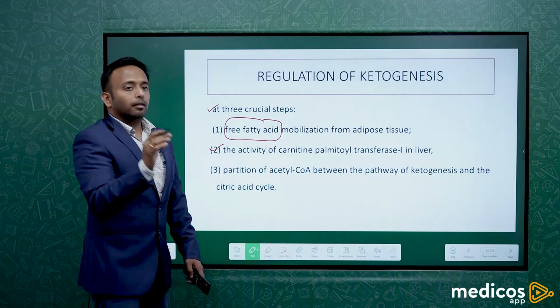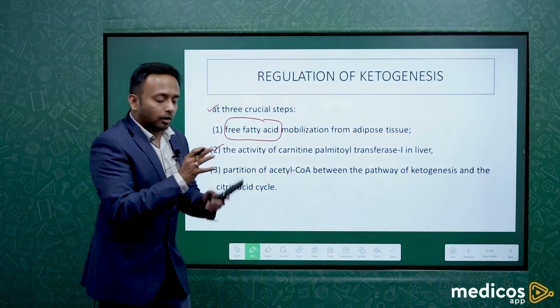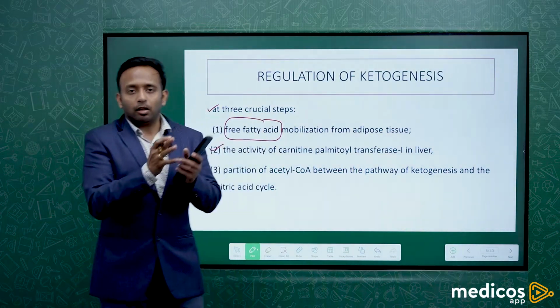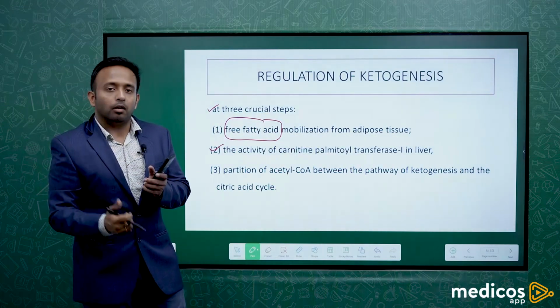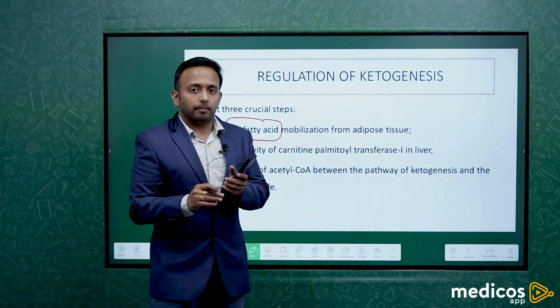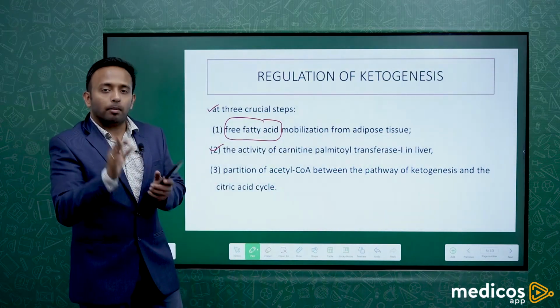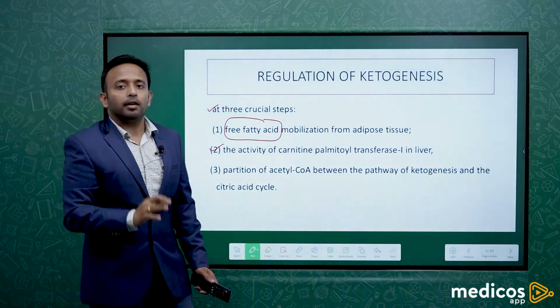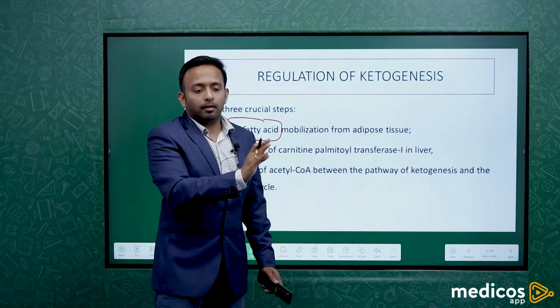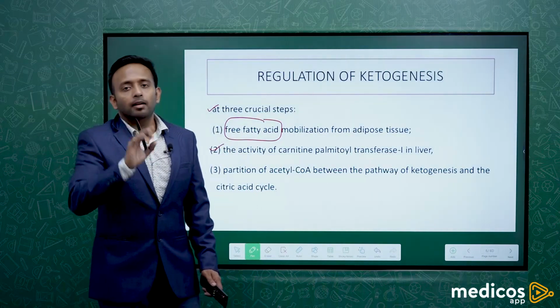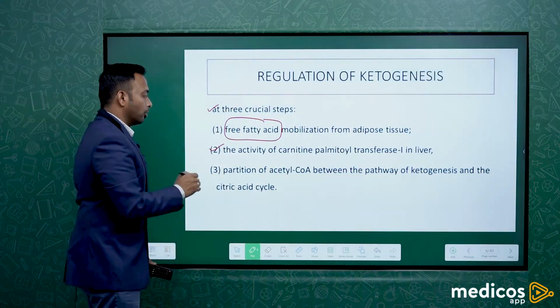Next, one important molecule required for transporting palmitic acid, the long chain fatty acid, into the mitochondria is the carnitine shuttle. If you have inhibition of the carnitine shuttle, then again ketone body generation will be low.